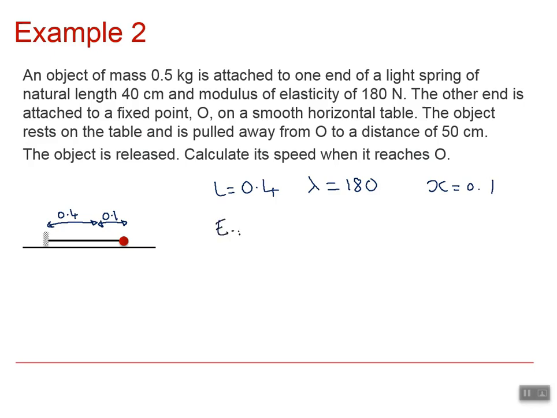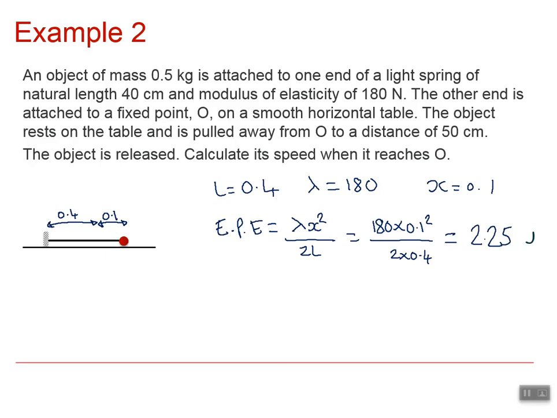Our elastic potential energy is lambda x squared over 2L, which we learned in our previous video. So that is 180 times 0.1 squared over 2 times 0.4. So our elastic potential energy is 2.25.